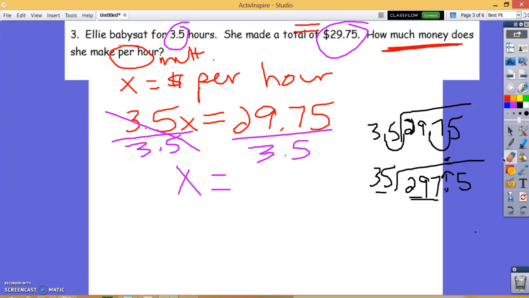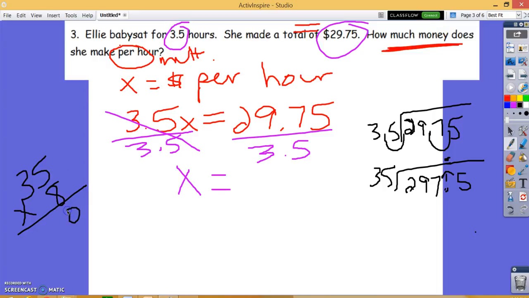And you can kind of know that it's definitely going to be a number lower than 10 because 35 times 10 is 350, but it's kind of close. So I would guess, let's say 8. So over here, I'll kind of just check it out because I'm guessing that it goes in 8 times.